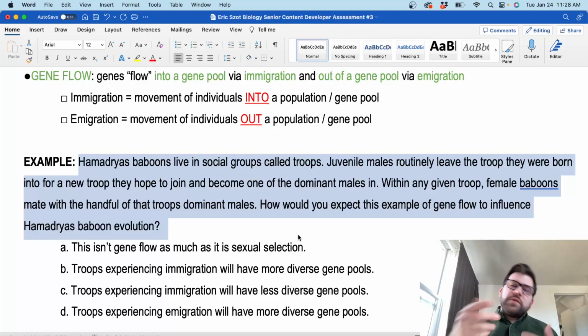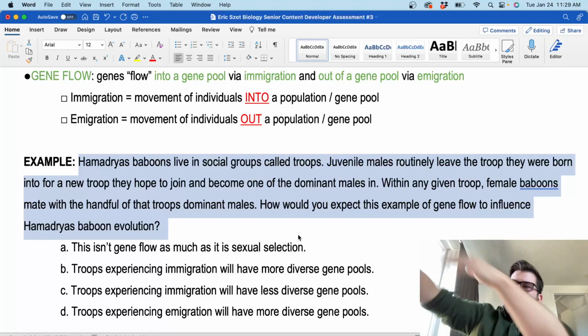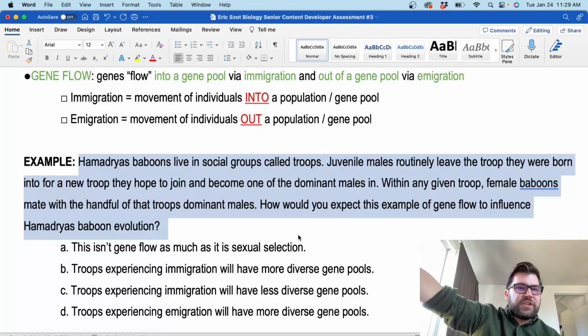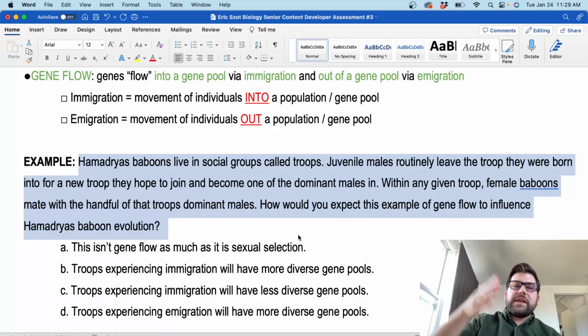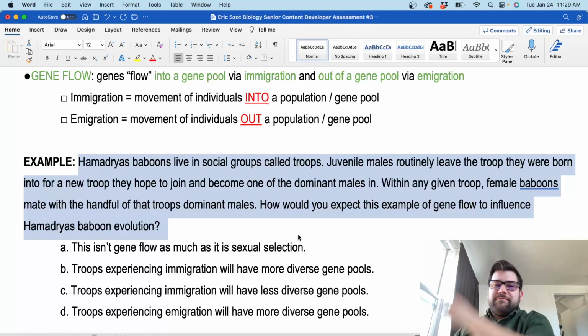Why? Most of the time it's because they think they might have a better shot at becoming the dominant male in another troop. They can just go in and fight and win the alphahood and get the right to mate with the female baboons in that troop. A little bit of sexual selection here as well, right? But for the most part, we're focusing on this gene flow. Some baboons emigrating, they're leaving, flowing out of the gene pool, and then immigrating, or flowing into a different troop gene pool somewhere else.